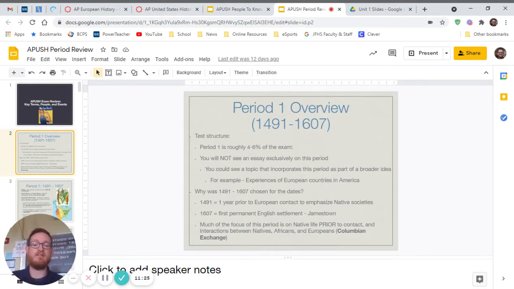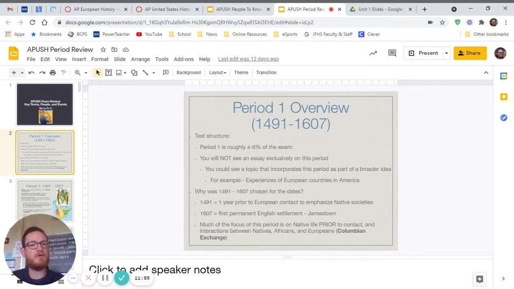1607, of course, is the founding of Jamestown, which is the first permanent English colony in the New World. Now, period one is going to be roughly 4 to 6% of the exam. It is not a huge portion of the exam. You usually do not see a lot on this section on the AP exam. Usually when you do, it's somehow relating to the native societies and the Europeans and what their relationship was like during this time. You will not generally see any kind of essay or DBQ on this.